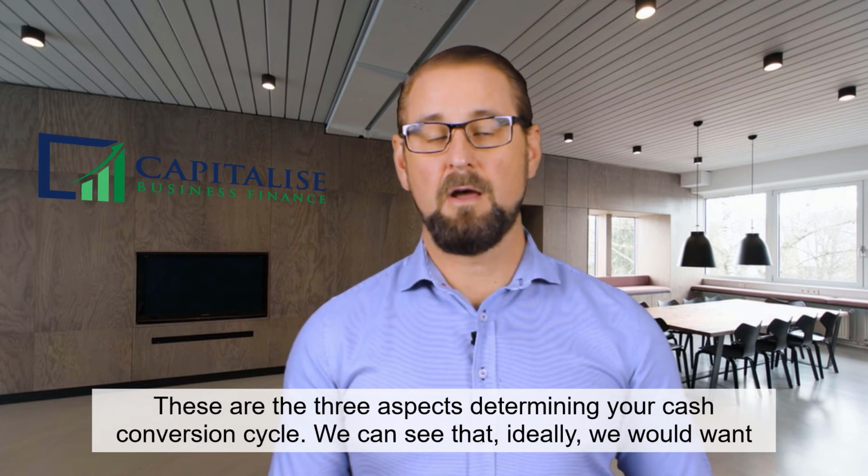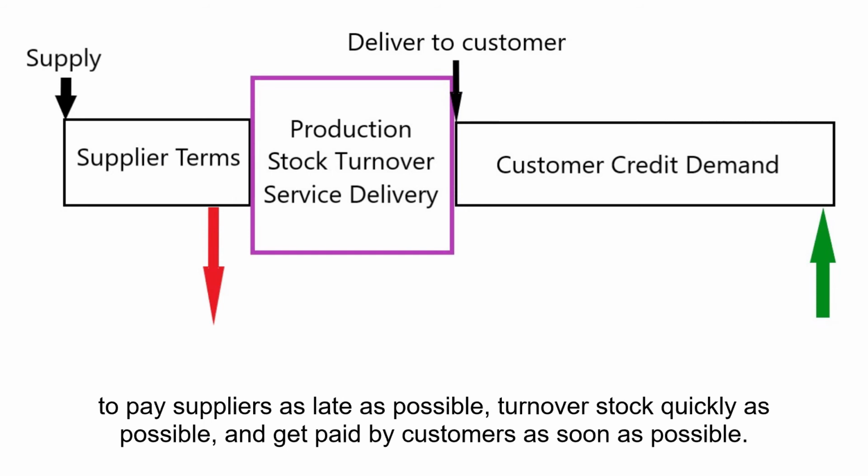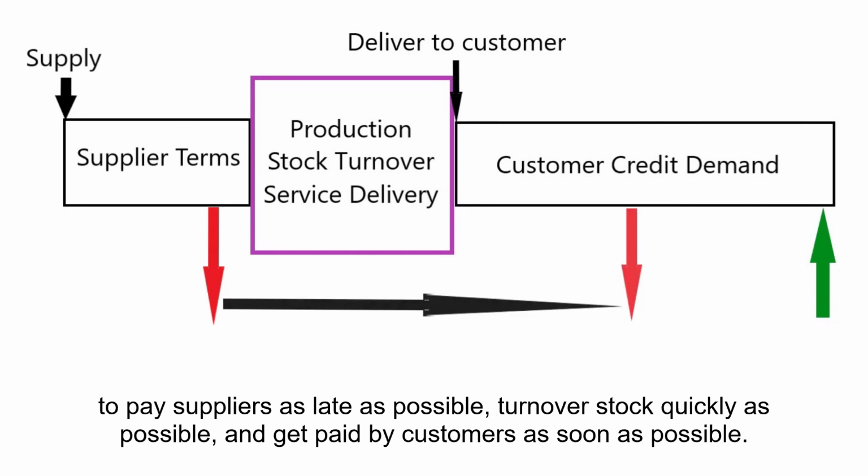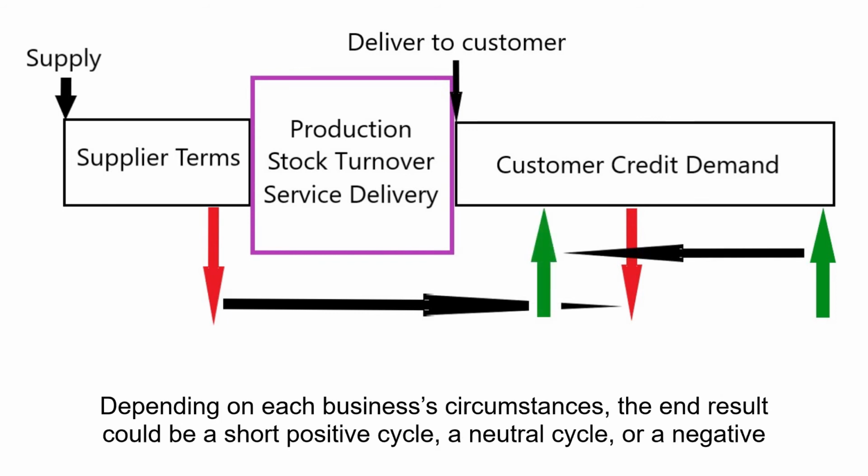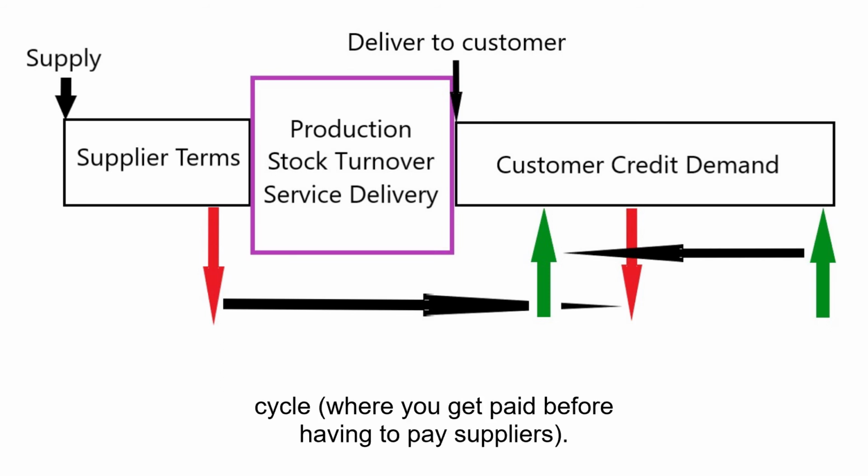These are the 3 aspects determining your cash conversion cycle. We can see that ideally we will want to pay suppliers as late as possible, turn over stock as quickly as possible, and get paid by customers as soon as possible. Depending on each business's circumstances, the end result could be a short positive cycle, a neutral cycle, or a negative cycle where you get paid before having to pay suppliers.